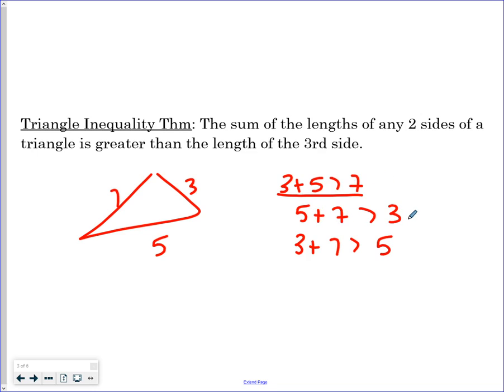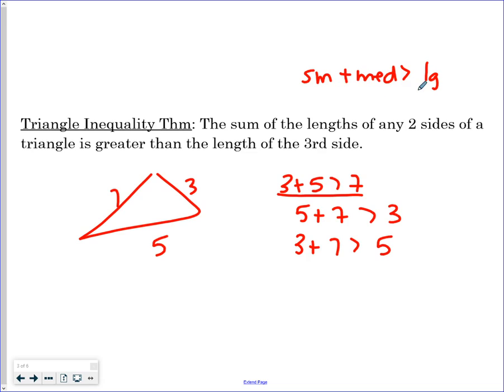5 and 7 are already bigger than 3, so I don't even have to check it. And then 3 and 7, 7's already bigger than 5 by itself, so I didn't really have to check it either. Does that make sense? So I'm going to write myself a note. I'm going to take the small side plus the medium side, and if it's bigger than the large side, then it's true. I don't have to check all 3.